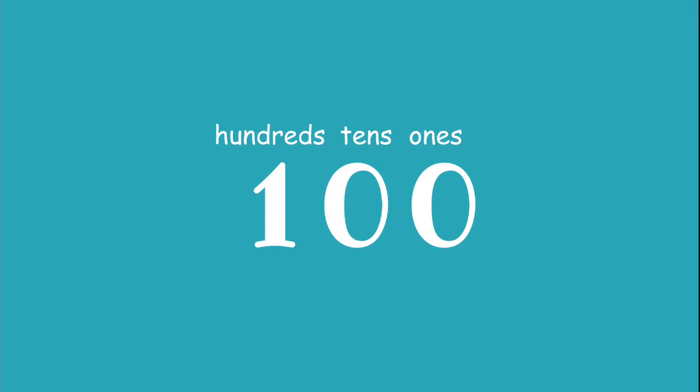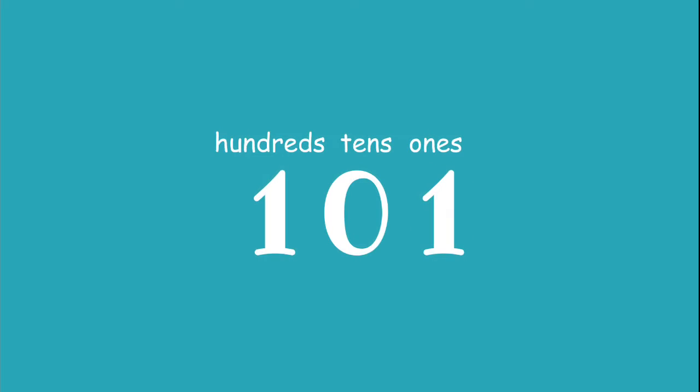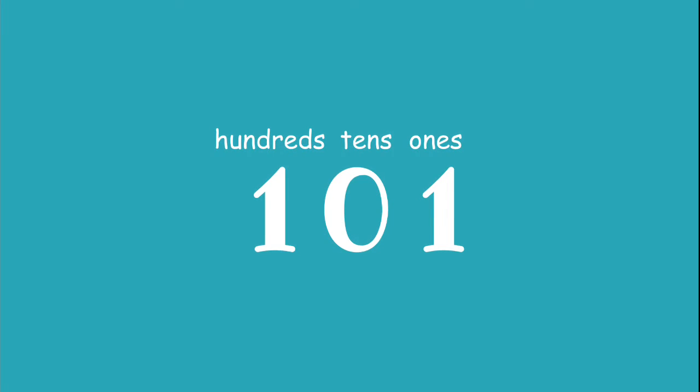So let's take a look at the number 100. We have 1 group of 100 in the hundreds place, 0 groups of 10 in the tens place, and 0 groups of 1 in the ones place. But if we kept counting from 100 to 101, now we have 1 group of 100, 0 groups of 10, and 1 group of 1.